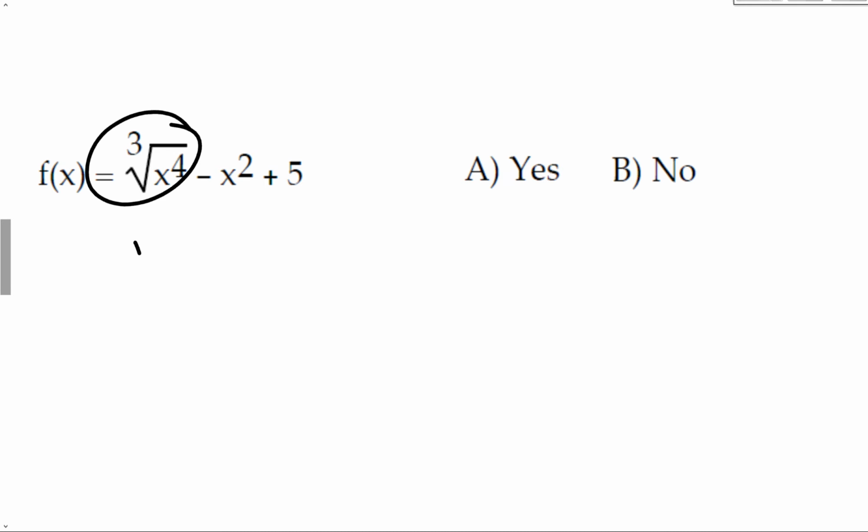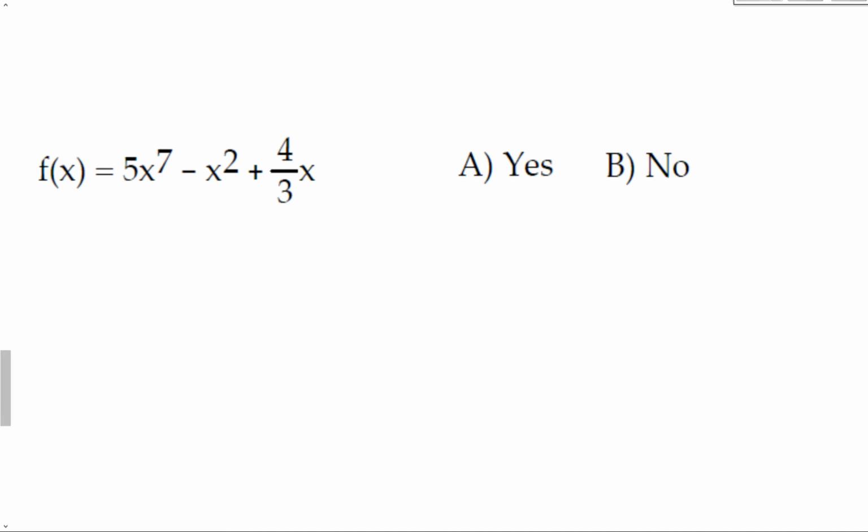This is an exponent of x to the, remember, root in the bottom, exponent in the top, x to the 4/3. That is not an integer. It would be an integer if it was, say, the square root of x to the 4th power, because then it would reduce. This is a polynomial function, okay? Because it's okay to have a fraction as a coefficient. That has nothing to do with the exponent, which is to the 1st power. Okay, all the coefficients have to be is real. 5, 1, and 4/3 are all real. Okay? Good.